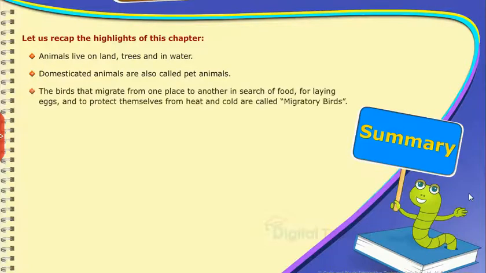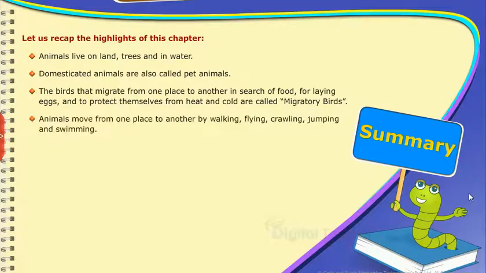The birds that migrate from one place to another in search of food for laying eggs and to protect themselves from heat and cold are called migratory birds. Animals move from one place to another by walking, flying, crawling, jumping, and swimming.